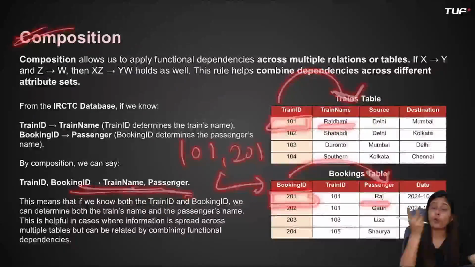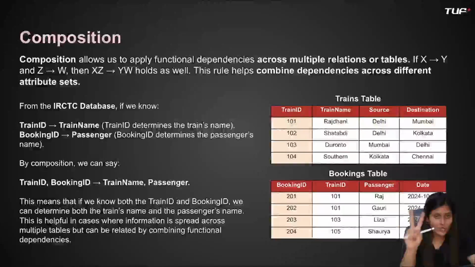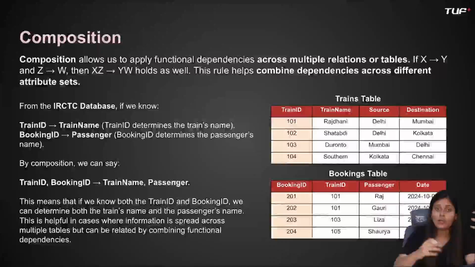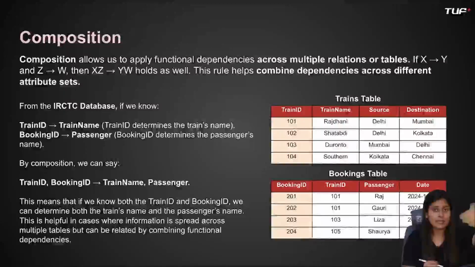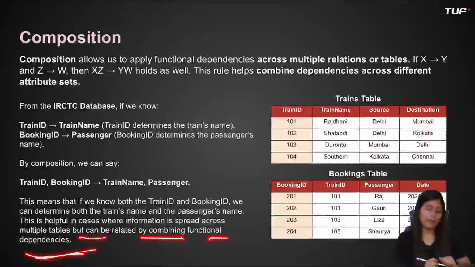If we have two independent functional dependencies, then the combination of determinants can define the combination of dependents, right? This means that if we know both train ID and booking ID, we can determine both the train name and passenger's name. This is helpful when information is spread across multiple tables. Here we have two tables, but if we have multiple tables, then this rule helps us find the related information by combining functional dependencies.